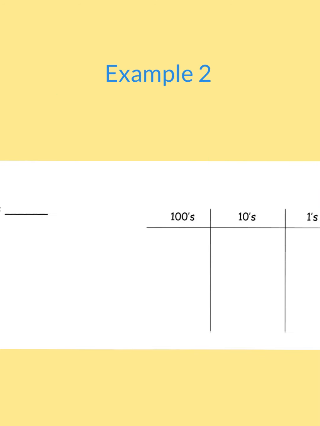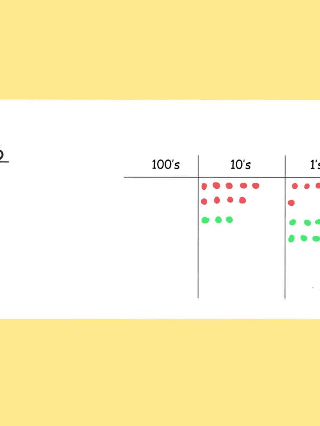Our next example is 96 plus 39. So we will take 90 plus 6 and put 9 dots in the tens place and 6 dots or discs in the ones place. Plus 39, so we will take 3 dots and place them in the tens place for 30, and 9 discs and place them in the ones place for 9, as shown here.